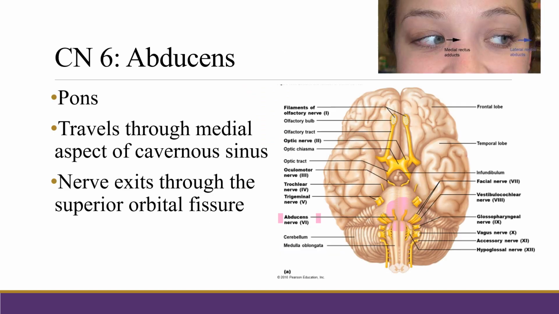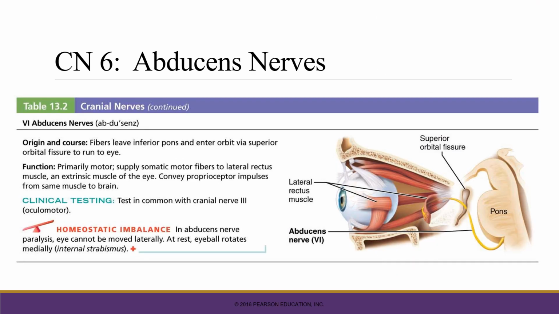Under cranial nerve 6, the abducens nerve. We're going to see this coming out of the pons area, traveling through the medial aspect of the cavernous sinus. So remember cavernous sinus: 3, 4, V1, V2, and 6, right next to the carotid. The nerve exits through the superior orbital fissure, and I highlighted it in pink over here where cranial nerve 6 is, so you can remember. This slide here, origin and course: fibers leave the inferior pons, enter the superior orbital fissure to run to the eye. You can see it over there in the picture.